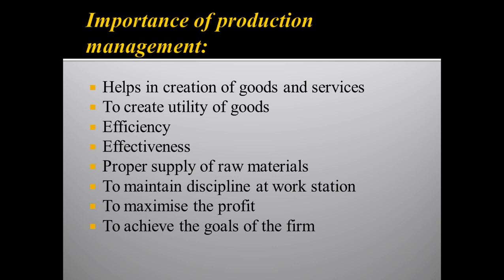Third is efficiency. Any firm which is working in the market works for the profit. There are two ways profits can be earned, either by providing good quality products at high prices or by increasing the sales. How can sales be increased? By creating the demand. And how can demand be increased? By providing good quality products with minimum cost, with minimum price. So efficiency here means producing the goods with least cost.